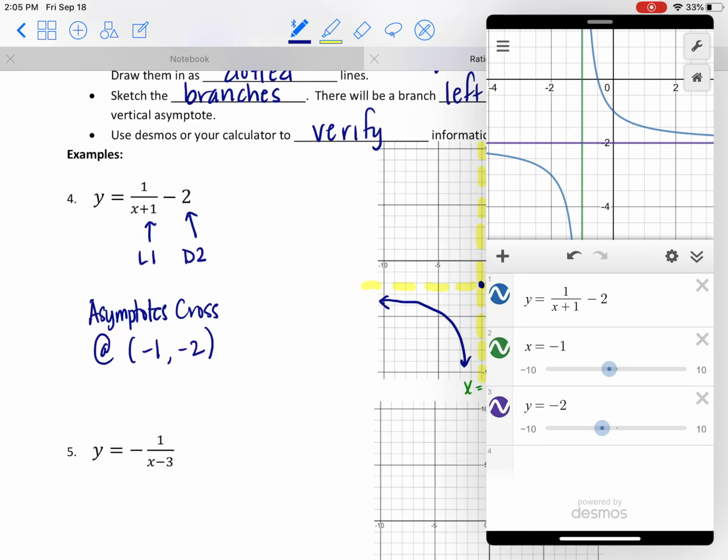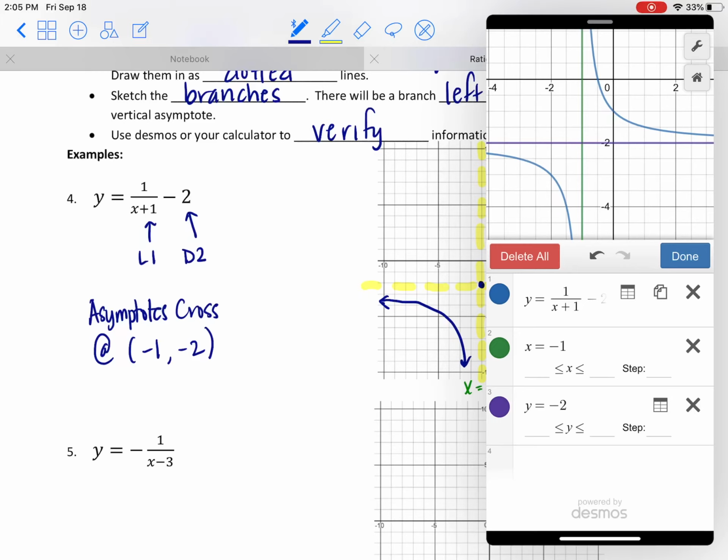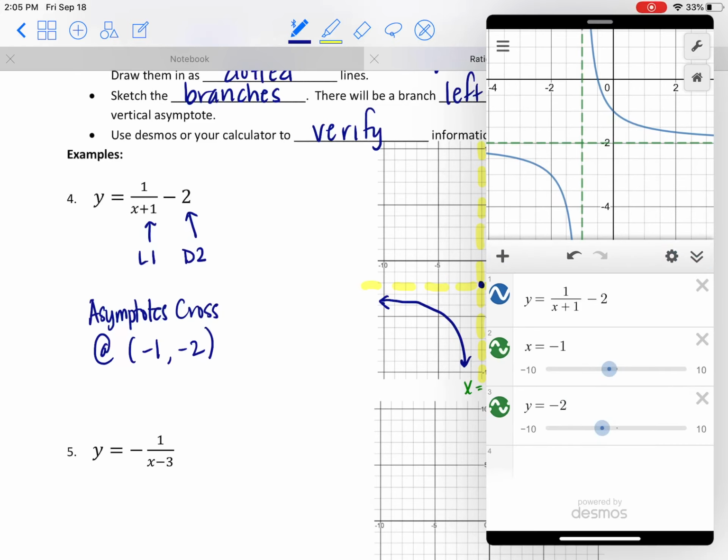Okay, so I'm just going to zoom a little more. Now remember, the asymptotes aren't really parts of the graph, so we want to show those with dotted lines. So I'm going to use the settings here, and I'm going to go into this green one, and I'm going to change that to either the dotted or the dash, doesn't matter. And then green's fine. And then this purple one, I'm going to change it to green also, just because I like green. And there it is. So that is the picture I want to see.